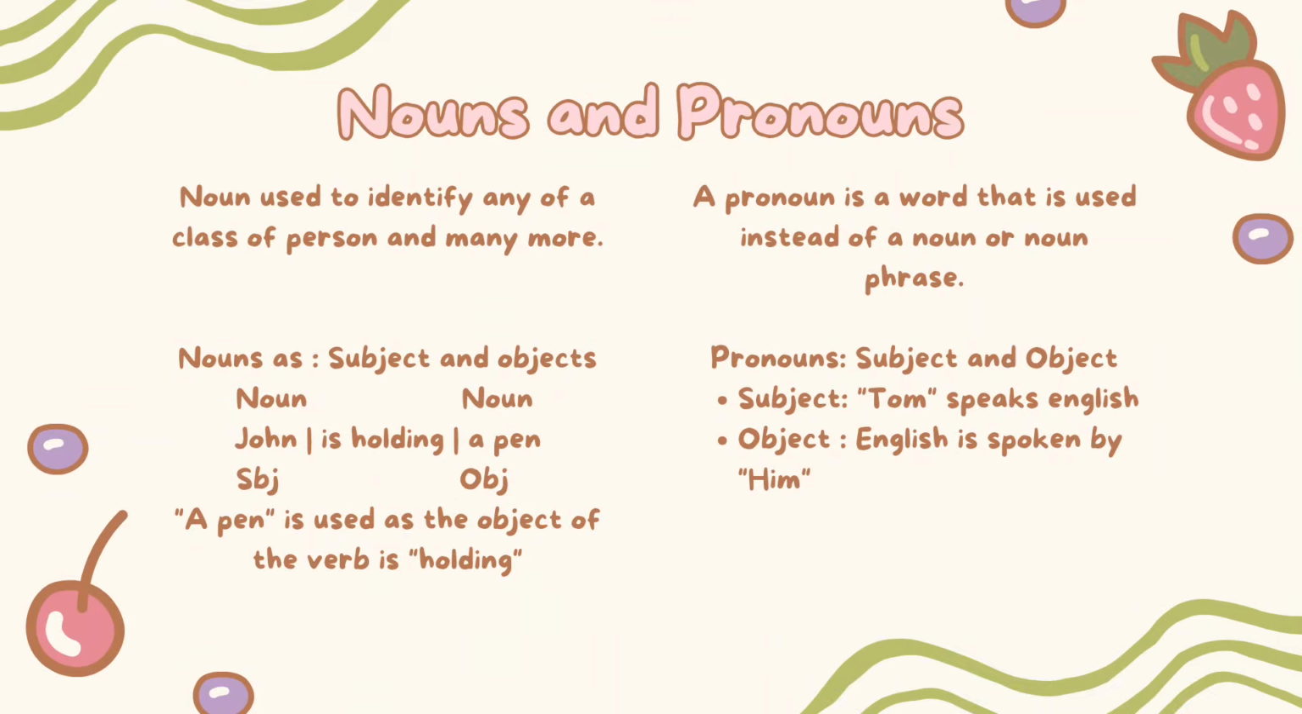Now for nouns and pronouns, I will be explaining nouns and pronouns. Nouns are used to identify any of a class of person and many more. You can use nouns for 2 things, which are subject and object.